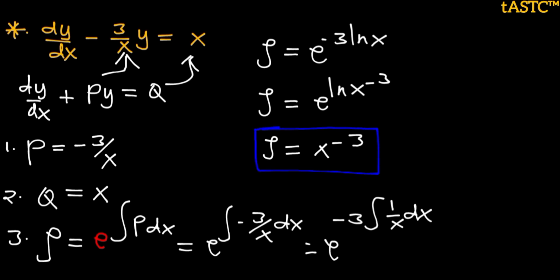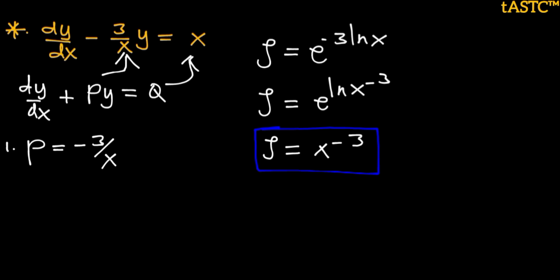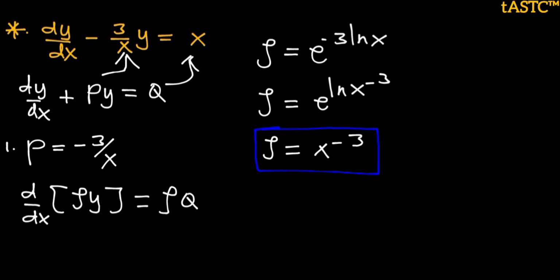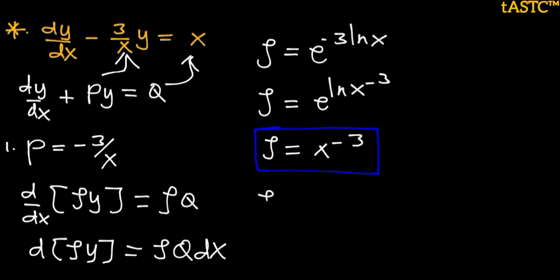Now next up, we need to find what y is going to be. How could we do that? To find y, you ought to have d/dx of rho y equal to rho q. From here we have d of rho y equal to rho q dx, and then we need to integrate both sides. Integrating the left hand side, we're going to have rho y, and that will be equal to the integral of rho q dx.